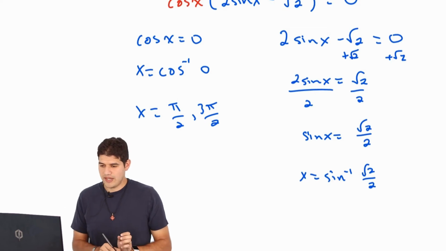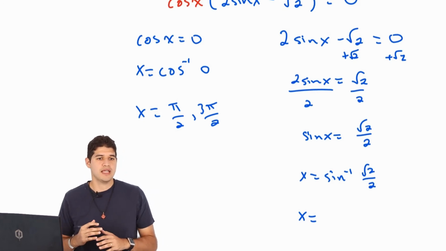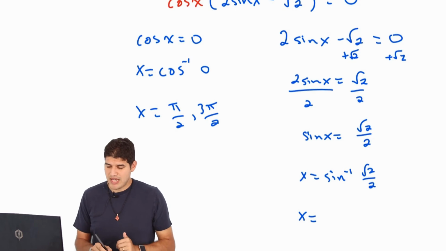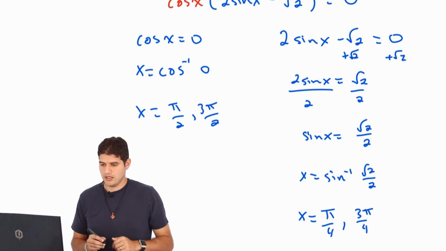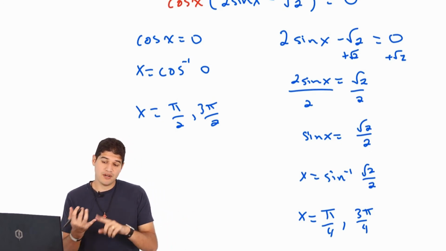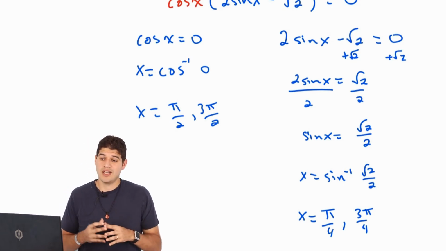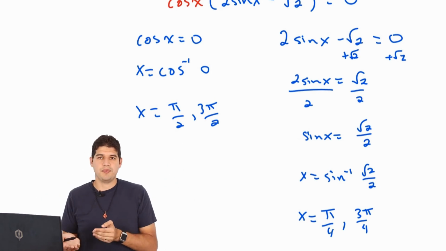And what values are going to be true for that? Those are my y values, and they're both positive, so quadrant 1 and quadrant 2. And so my values for this are going to be pi over 4 or 3 pi over 4. So I have 4 possible solutions in this specific case. I got pi over 2, 3 pi over 2, and I also have pi over 4 and 3 pi over 4. And again, we're looking only on the unit circle, from 0 to 2 pi.